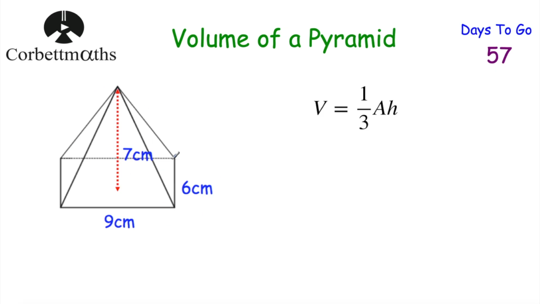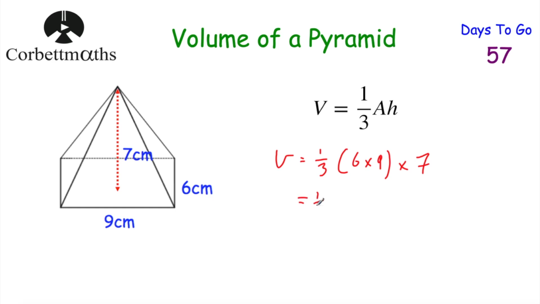So here we've got a pyramid, and the base of this pyramid is a rectangle. As you can see, it's 9 centimeters by 6 centimeters, and the height of the pyramid is 7 centimeters. If I wanted to find the volume of this pyramid, I'd find the area of the base, do a third of it, and then multiply by the height. So the volume is equal to a third the area of the base, and because it's a rectangle, the area would be 6 times 9, which would be 54, and then multiply by the height.